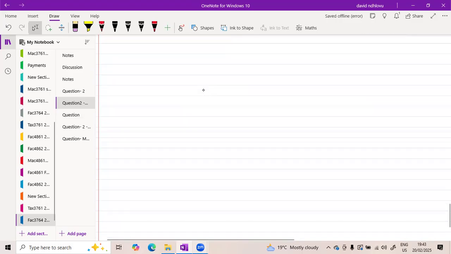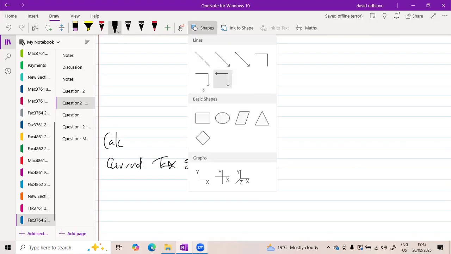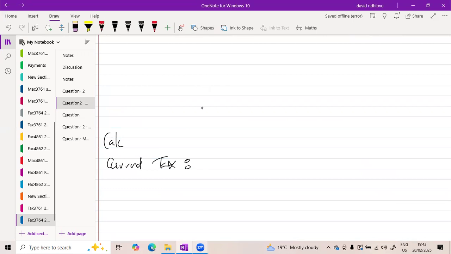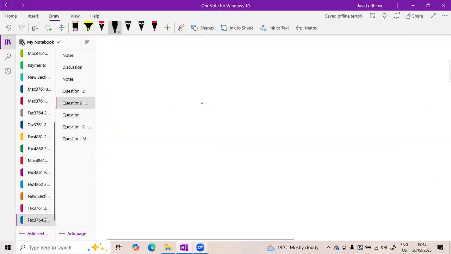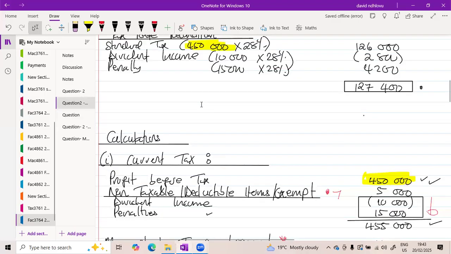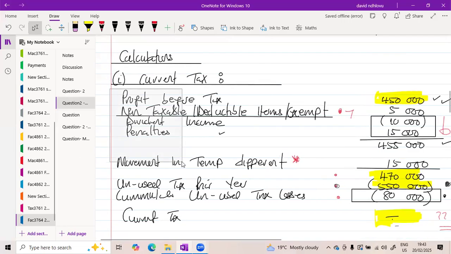Right, so now we need our calculations. We need the current tax. Now the current tax is not going to change because remember we're using the same information, but there is a change in how we deal with the taxable temporary difference. So there is not going to be a change here. On the current tax calculation, we are still going to have the same. So I'll just copy that.